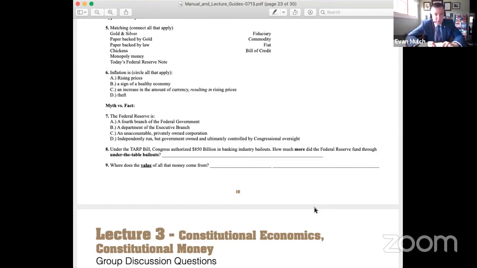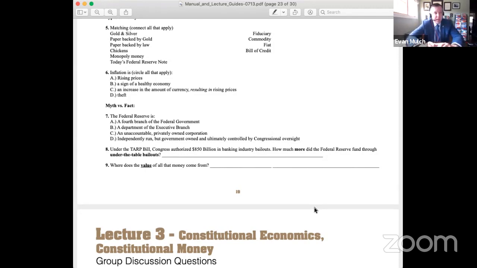Where does the value of all that money come from that was given through the TARP bill? It's not backed by gold or silver. The answer is it is stolen from the value of everything held in US dollars, including cash circulations, savings accounts, 401k investments, life insurance policies, etc.